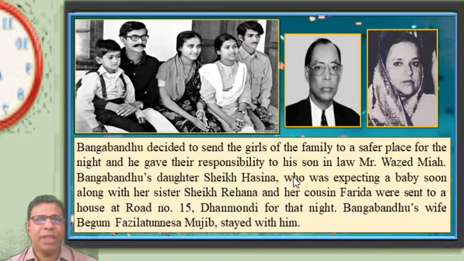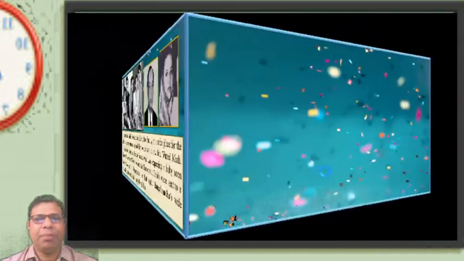And Bangabandhu decided to send the girls of the family to a safer place for the night, and he gave their responsibility to his son-in-law, Mr. Wajid Mia. Bangabandhu's daughter, Sheikh Hasina, who was expecting a baby soon, along with her sister, Sheikh Rehana, and her cousin, Farida, were sent to a house at Road No. 15, Dhanmondi, for that night. Bangabandhu's wife, Begum Fazilatun Nesa Mujib, stayed with him.